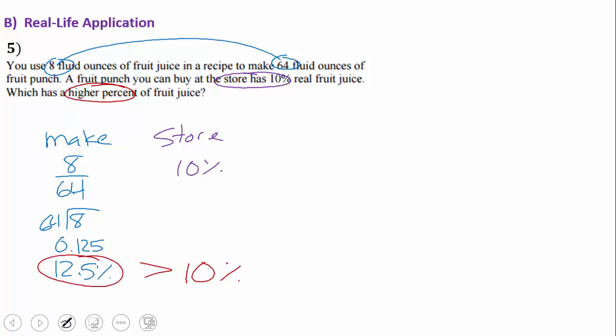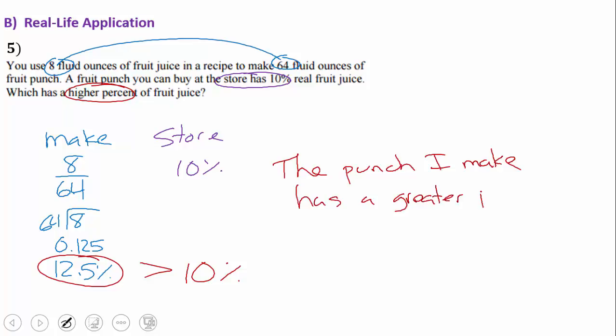So the one I make, the punch I make, has a greater percent of real fruit juice.